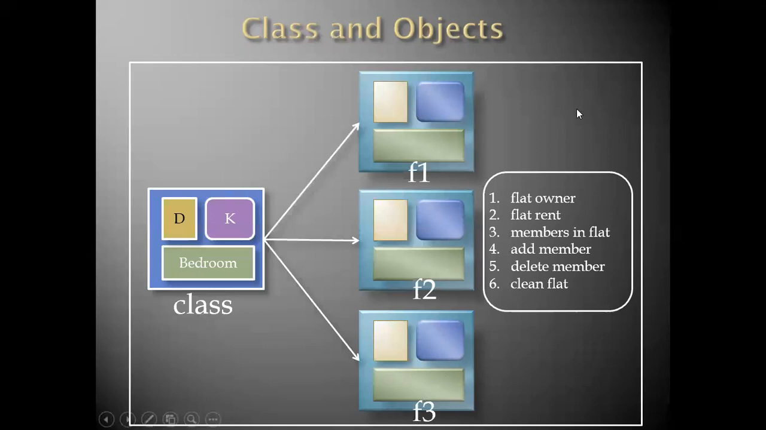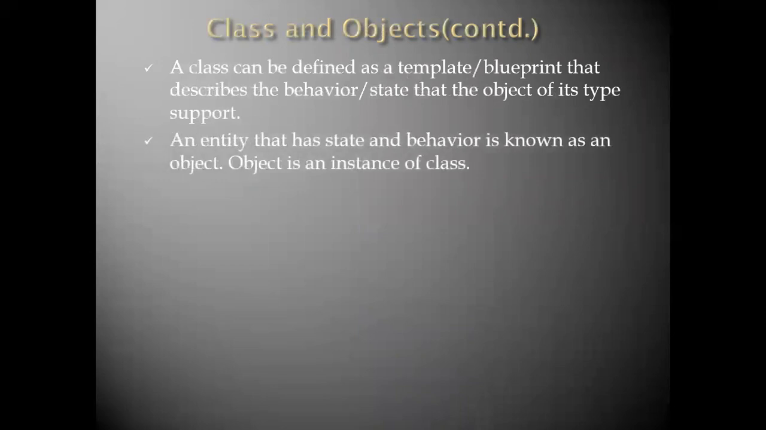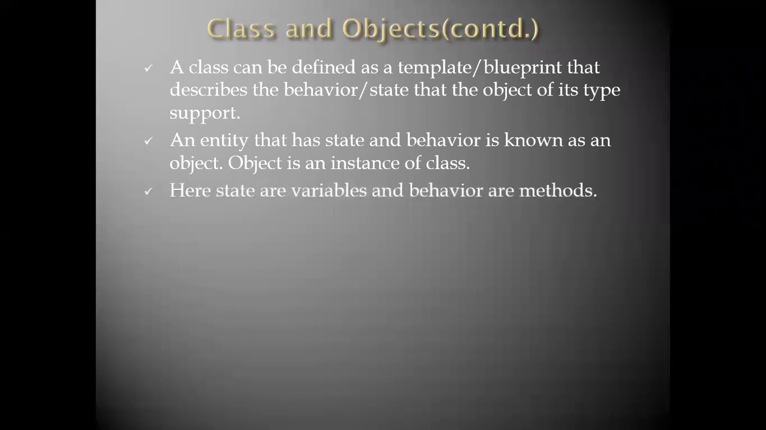So we'll go through this definition here. A class can be defined as a template or blueprint that describes the behavior or state that the objects of its type support. Next, an entity that has a state and behavior is known as an object. An object is an instance of a class. Here, states are variables, behaviors are methods.